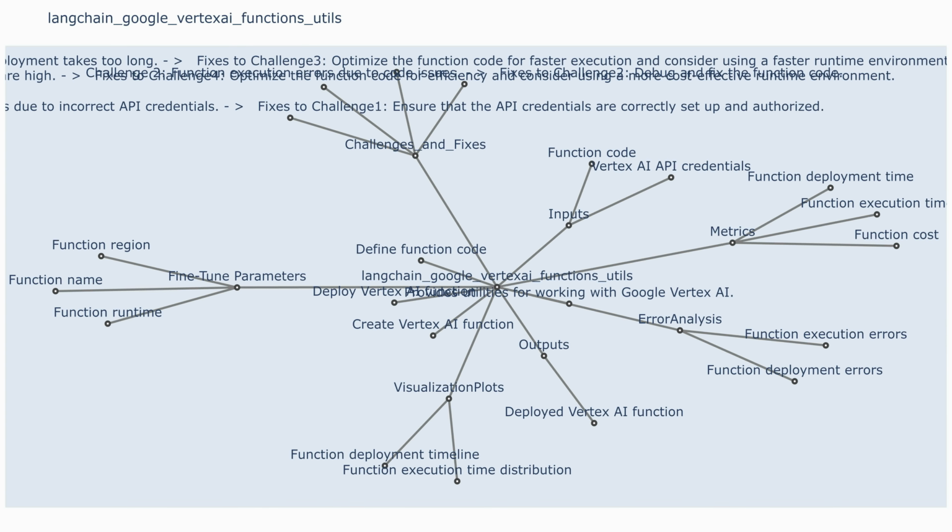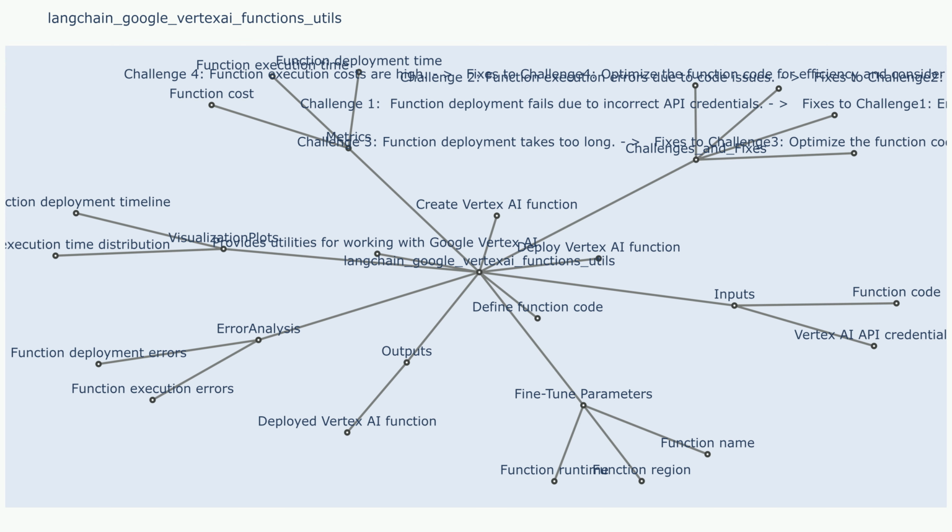Langchain Google Vertex functions utils. Description: the functions utils module within Langchain's Google Vertex AI integration provides a set of utilities for working with Vertex's functions. These functions streamline the interaction between Langchain and Vertex AI, simplifying tasks like deploying models and interacting with them.